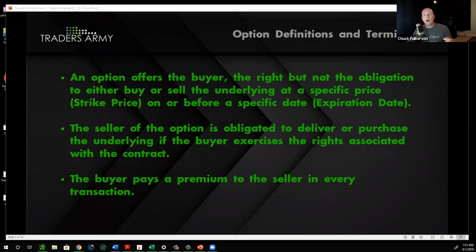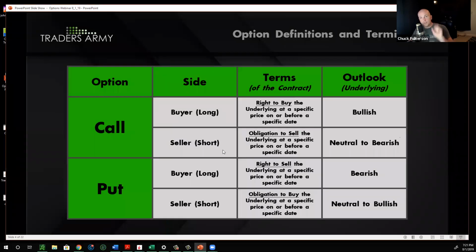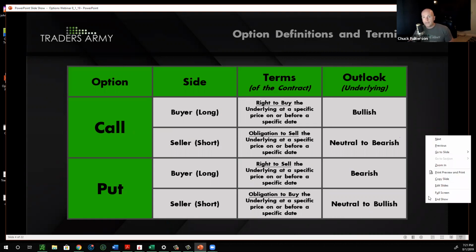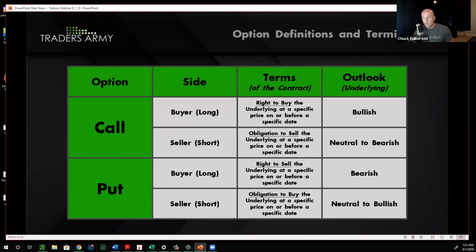So when you think about options, an option is an insurance policy on stock. That's all it is. There are two types of options. The option that I was just talking about was what's called a put option. Now, in the put option example, which was the car example, the buyer has the right to sell the underlying at a specific price on or before a specific date.